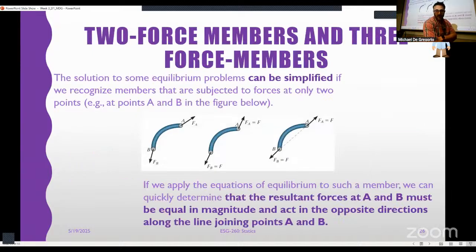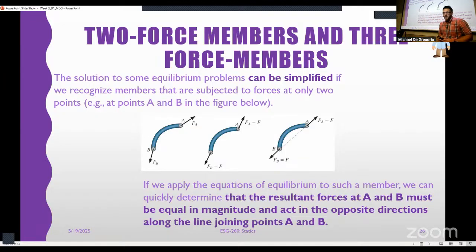Okay, 2-force members and 3-force members. We're building toward trusses, right? Some equilibrium problems can be simplified if we recognize that certain members they are constructed of are subjected to force at only 2 points. Hence the very fancy and tricky name of the 2-force member. Subjected to force at only 2 points. What if I had a force here? Not a 2-force member. You only get 2 forces on a 2-force member.